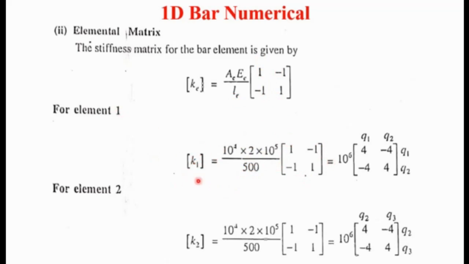for element 1, that is K1, equal to 10 raised to 6 into [4 -4; -4 4], corresponding to Q1 and Q2. This is the stiffness matrix for the first element.